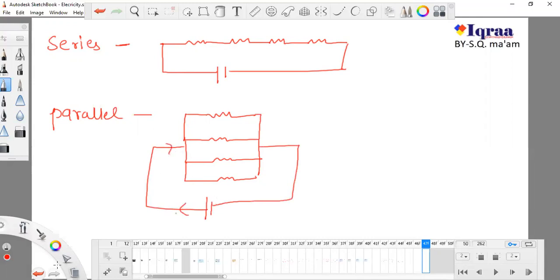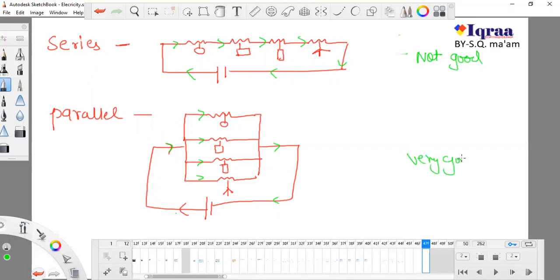Electrons will pass. Suppose this is my bulb, this is my TV, this is my refrigerator, and this is fan. Now electrons are going and they have only one path in this case. So generally we say that series is not a good type of arrangement. I'm not crossing it out, it is not bad, but it is not good. And parallel is very good.